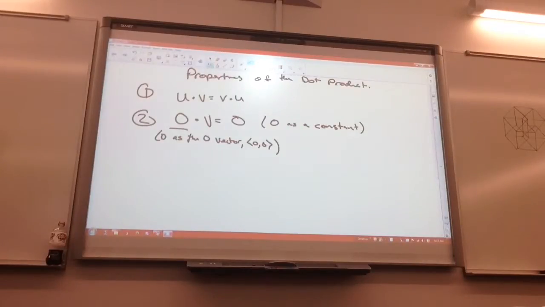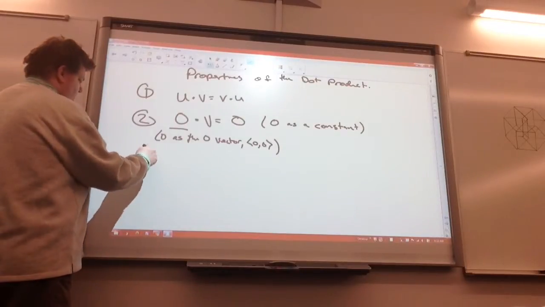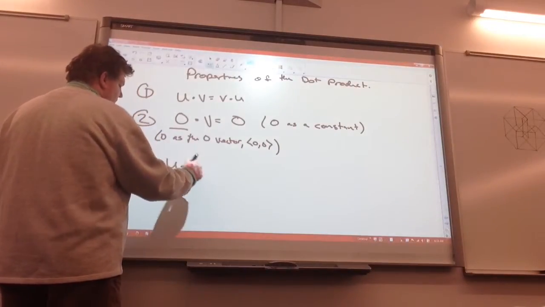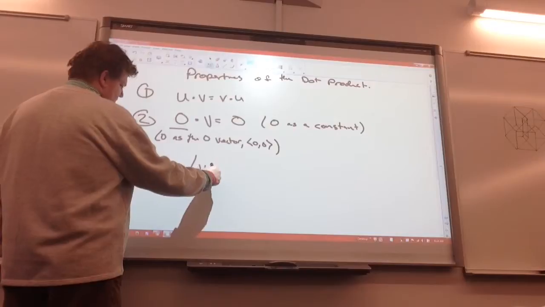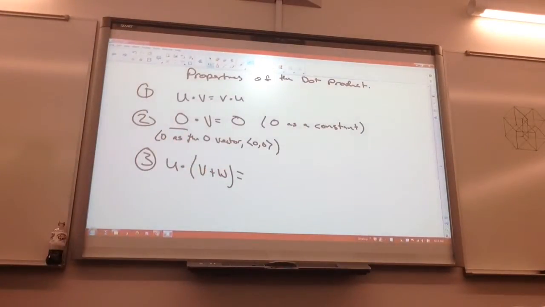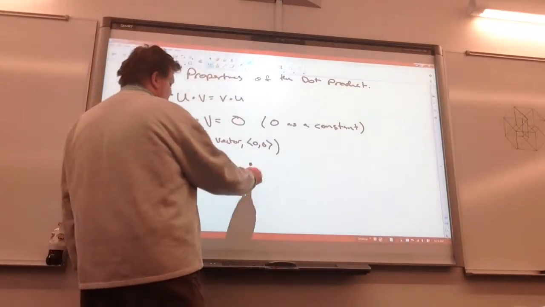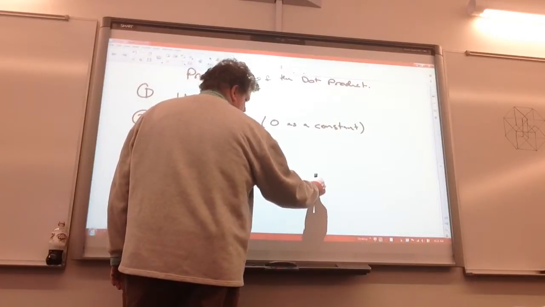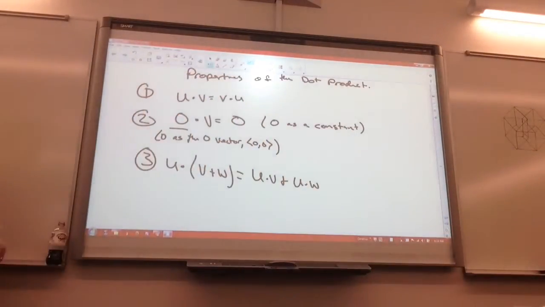Now, the dot product does preserve distribution. So I have vector u dot product with the sum of vectors v plus w. The end result is the dot product of u and v plus the dot product of u and w. So while it's not associative, it does have the distribution property. Which is nice.